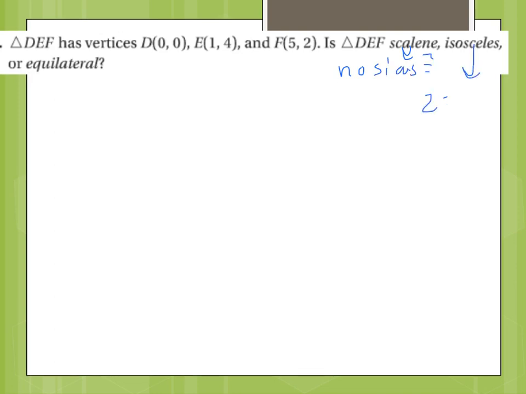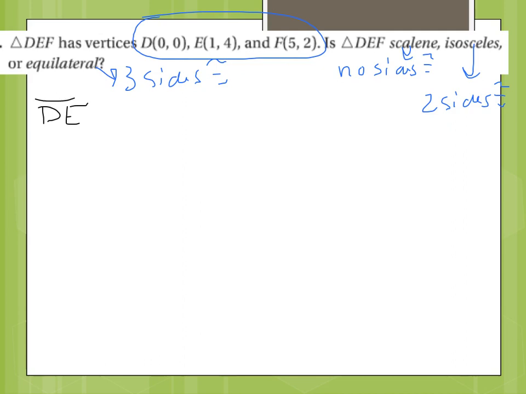Isosceles means 2 sides are congruent, and equilateral means all 3 sides congruent. Now, if you are a visual person, you might want to actually draw out this triangle and label the sides. That is fine by me. I'm not going to do that. I am, however, going to just write out my 3 lines I had to find the distance to. So I have DE, I have EF, and I have DF.